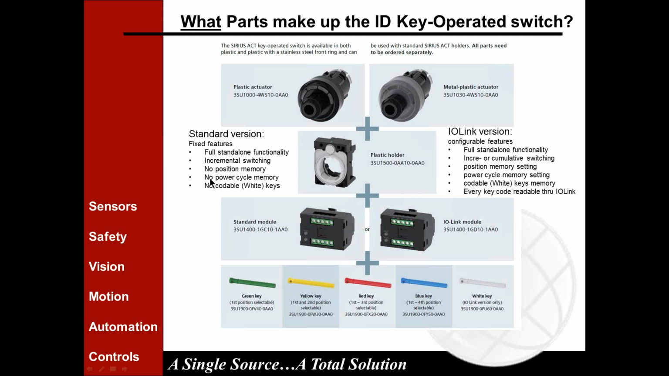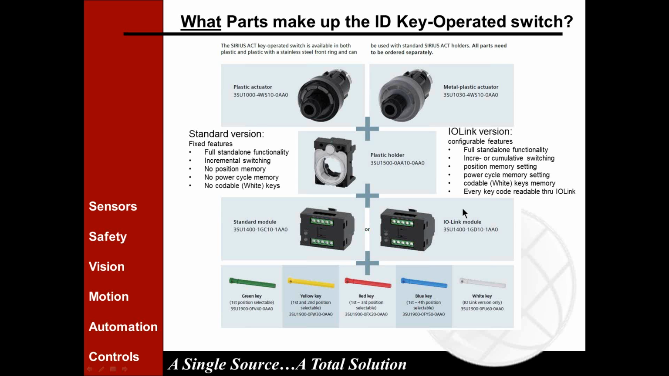Okay, the next feature for the standard version is that with the standard version, you can only use the 4 colored keys, the green, the yellow, the red, and the blue, for your authorization levels. And then the IO Link version, the white keys are codable, so you can select an access level based on what you program in for that white key.